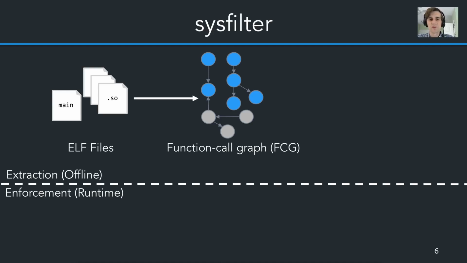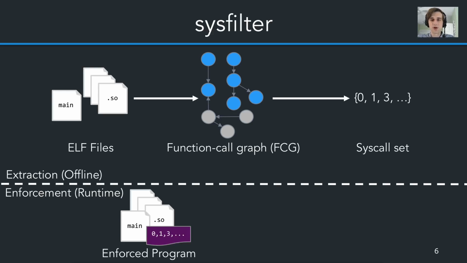From there, we perform further analyses to identify all syscall sites in the call graph and find the set of syscalls actually required by the application. This set of syscalls is patched into the program as a filter, which enforces the syscall set at runtime.